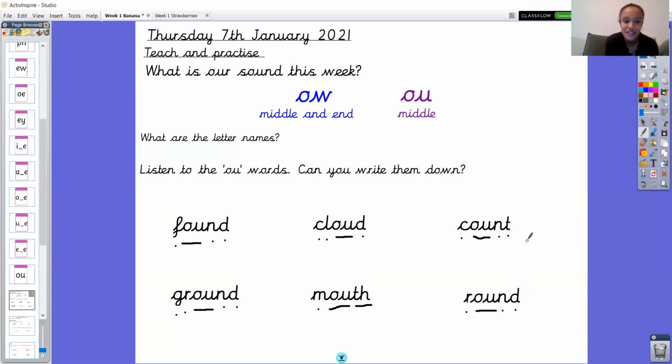Okay, so what you can do is pause the video to look at the words still, do your sentences, and then you can take a picture of the sentences that you have written, and pop them on Class Dojo just like you did yesterday.